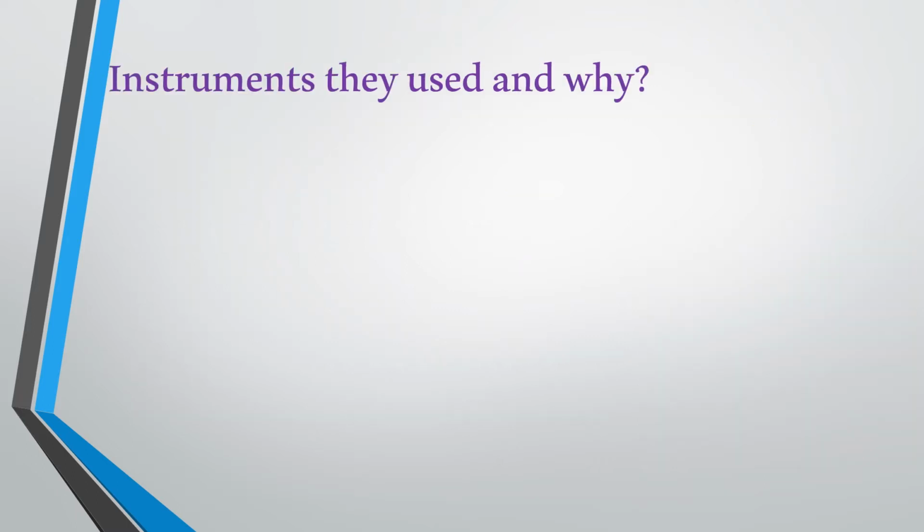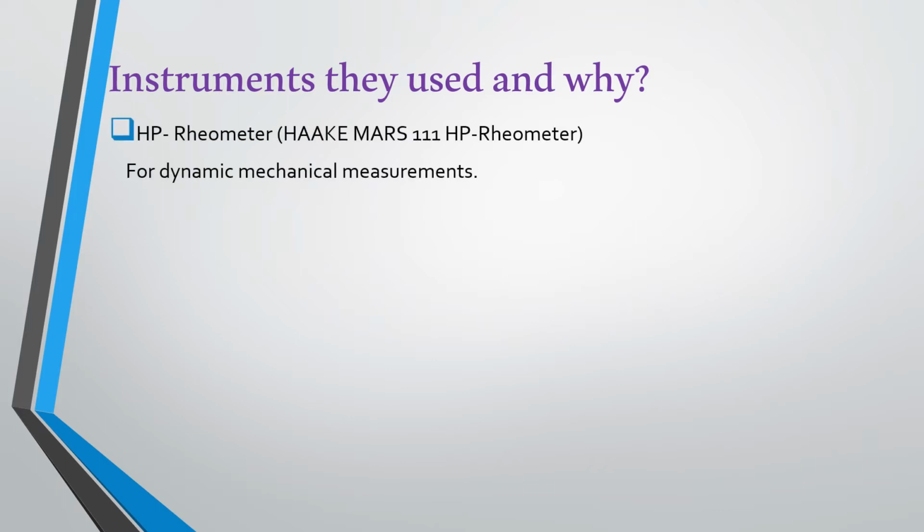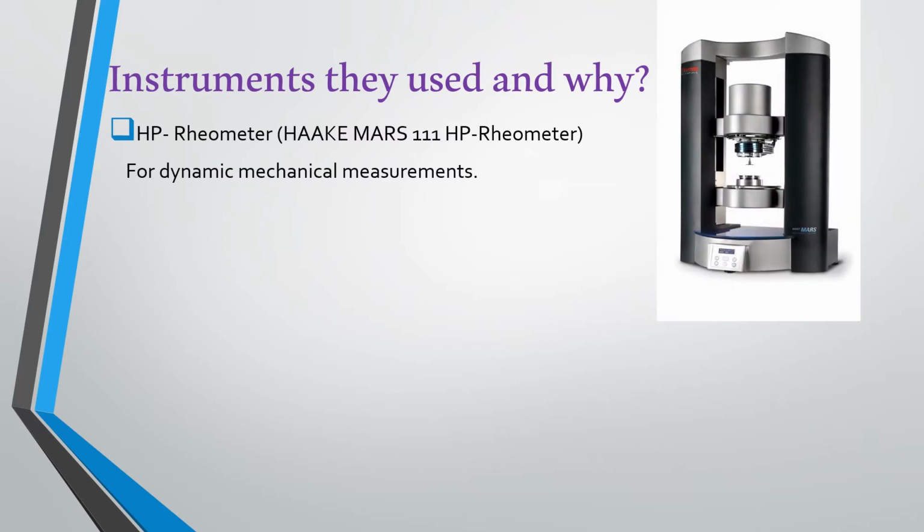Let's talk a little bit about the instrument they used and why they used it. The first instrument is the HP rheometer, which is the instrument we're going to be talking about today. The exact rheometer they used is the HAAKE Mars 3 HP rheometer, and this is an exact picture of that instrument right there. It's a pretty nice instrument actually.